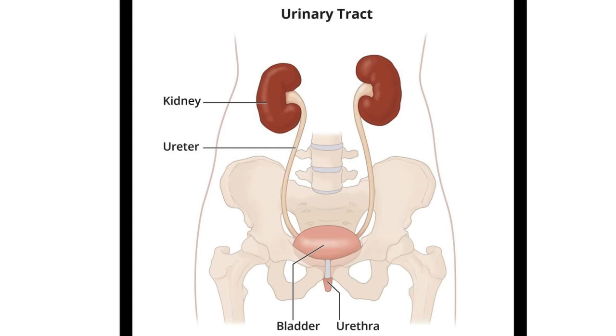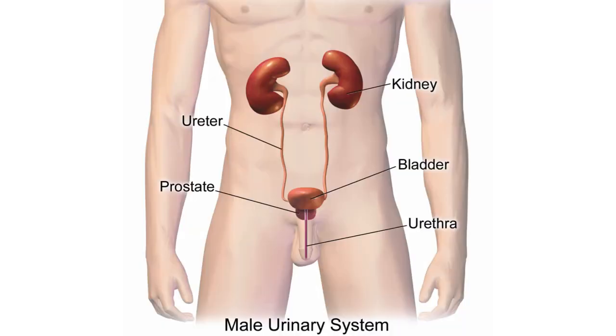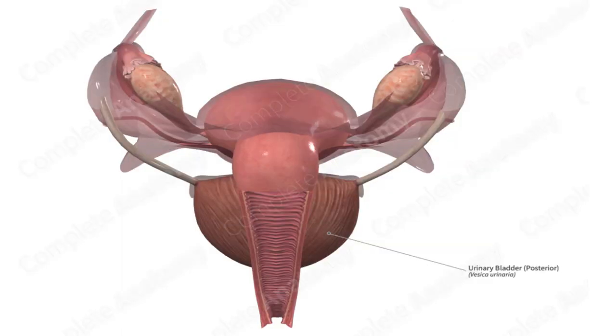Anatomy and structure. Location: The bladder is situated in the pelvic cavity just behind the pubic bone. In males, it is located in front of the rectum and above the prostate gland. In females, it lies in front of the uterus and upper part of the vagina.